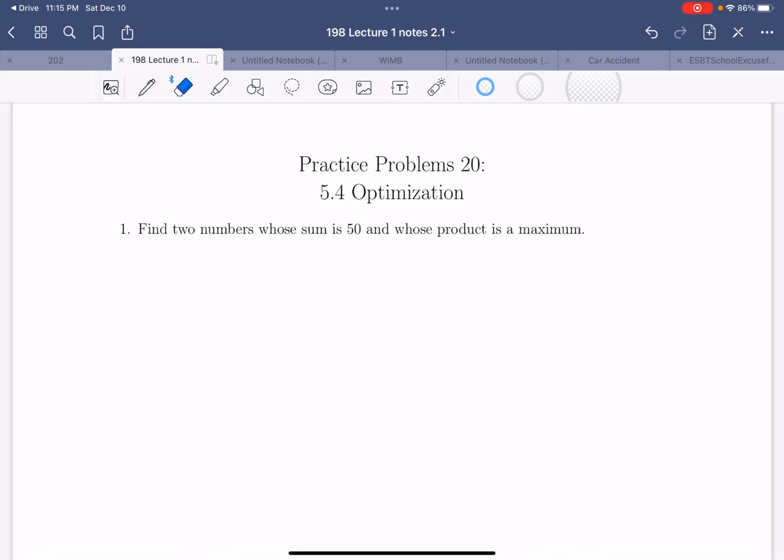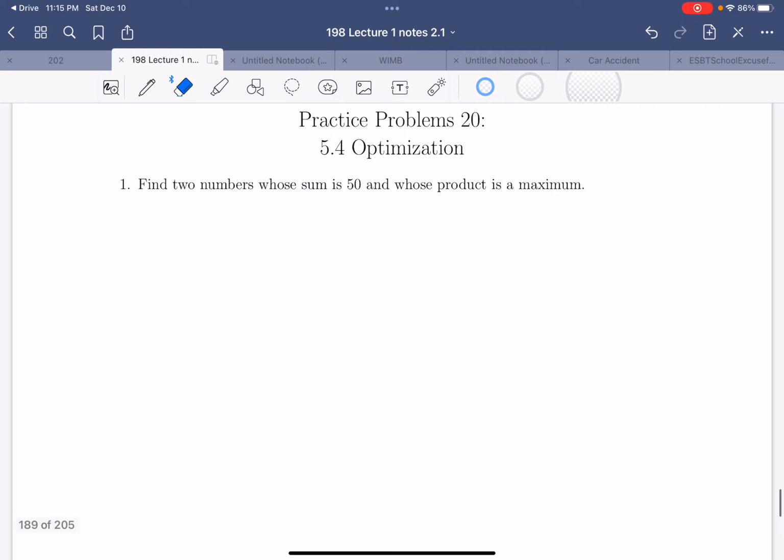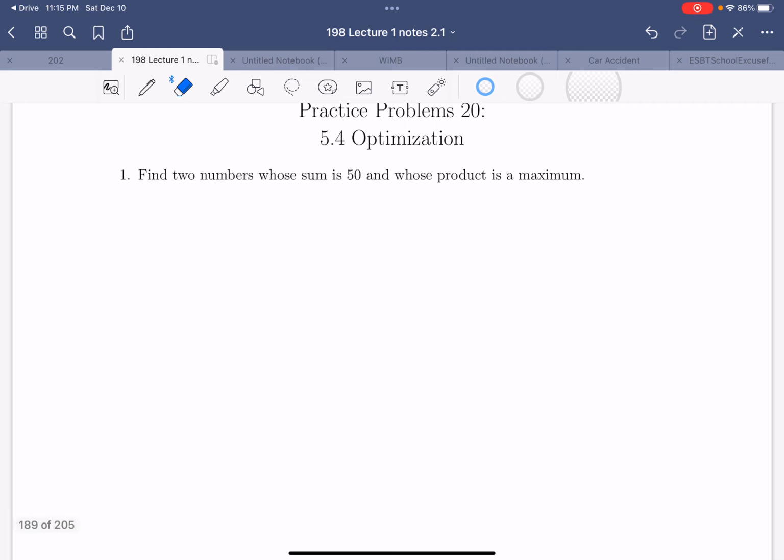Okay, let's take a look at the solutions of the practice problems 20 from 5.2 on the section on optimization. So number one here, we want to find two numbers whose sum is 50. So my two numbers are going to be x and y.